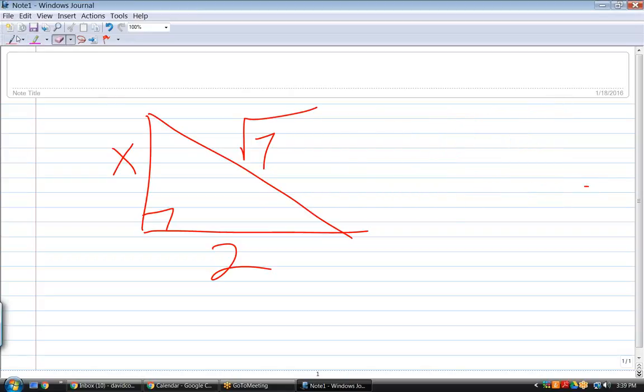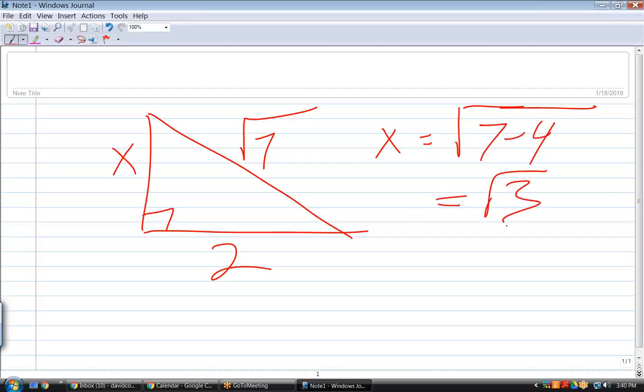So now what is x? So that'd be x equals square root of 7 minus 4. All right.